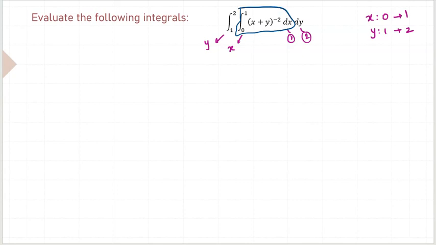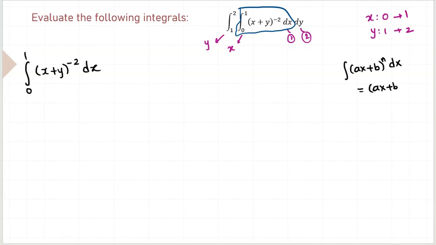So let's write it down here. Integral 0 to 1, (x plus y) to the power minus 2 dx. Now since the whole term is to the power minus 2, what will you be doing? You will be using this rule: integral of (ax plus b) power n dx gives you (ax plus b) power n plus 1 over n plus 1, multiplied with a, which is the coefficient of x, the variable with which you are integrating.